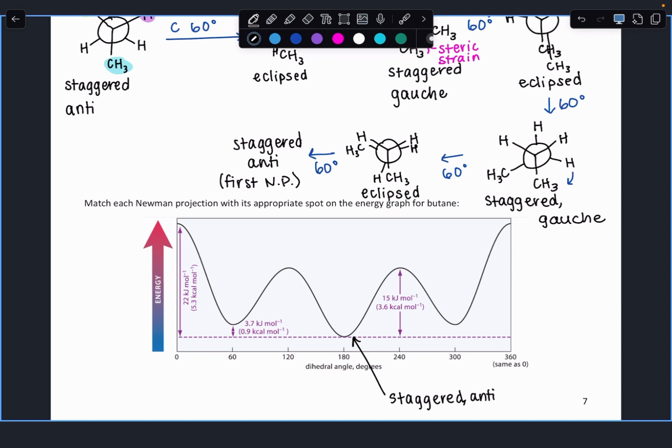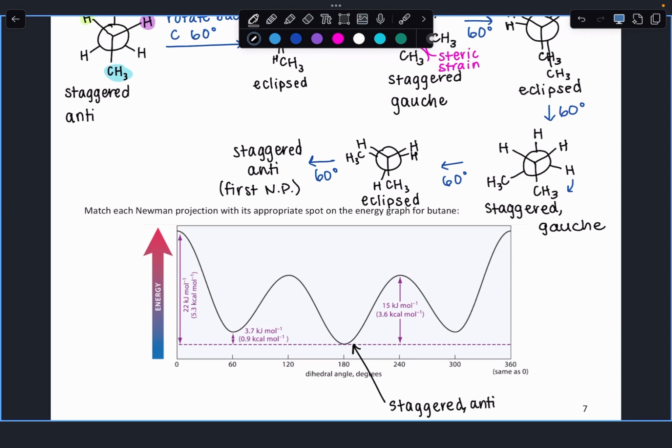And we'll end there. We'll finish this graph and continue with Newman projections on Thursday. So the exam content will end at Newman projections. We'll cover more on Thursday, but it'll be about cyclohexane. But I'll just avoid that for the quiz or for the exam.